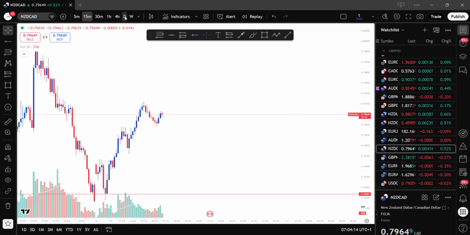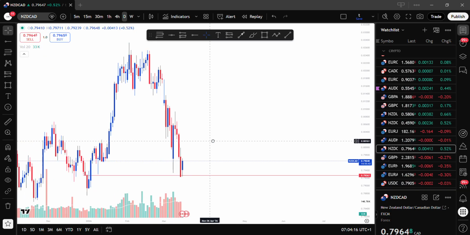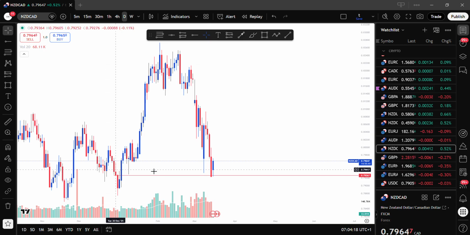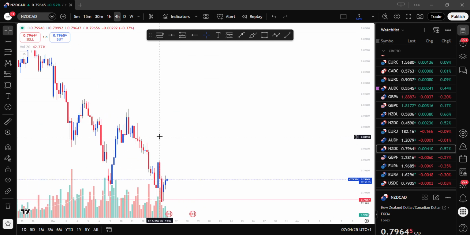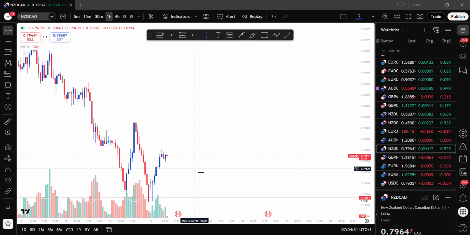If you check the NZD CAD, on the daily time frame, market just respected this other block and it's kind of making a reversal. If you come to 4 hours, what are you seeing on the 4 hours? Once you see a break of structure on the daily time frame, you go to 1 hour to look for a confirmation. There's no entry on 1 hour yet.